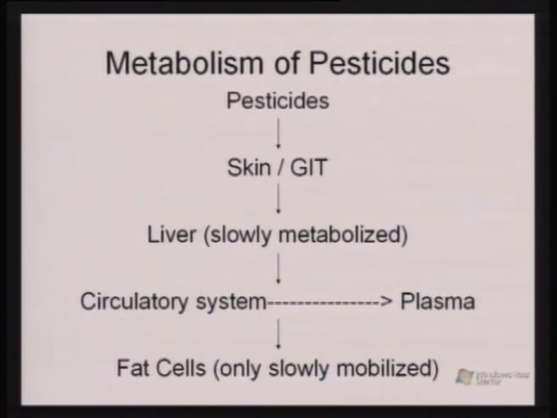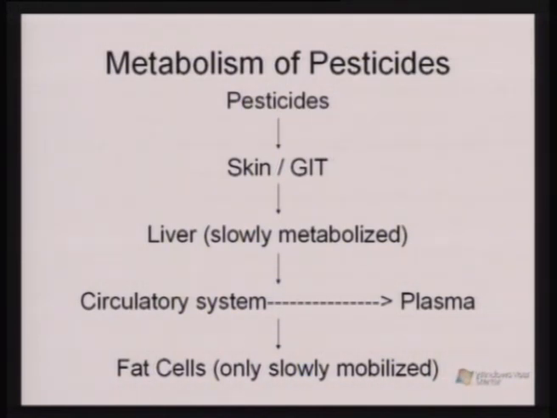This is a basic diagram of metabolism of pesticides, in either the animal body or human body. Pesticides get into the body either through skin or through food or feed, and go to the gastrointestinal tract. From there it gets absorbed and stored in the liver. From the liver it is slowly metabolized. It is not necessary that whatever pesticide goes to the GIT will get absorbed. Whatever is absorbed in the body will go to the liver.